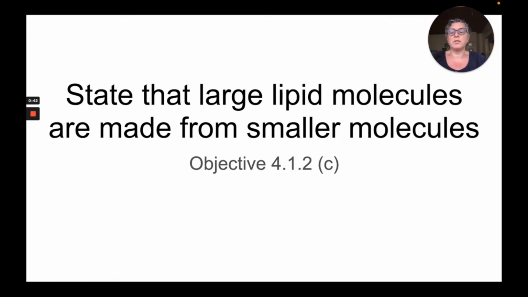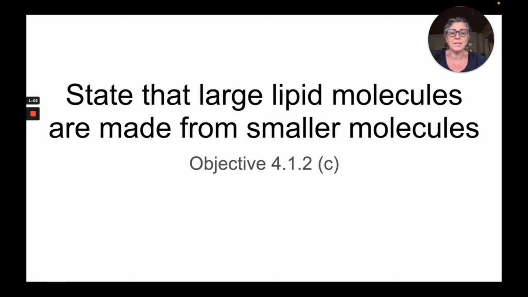This video covers the IGCSE Biology Objective 4.1.2c on the 2025 CAIE syllabus, to state that large lipid molecules are made from smaller molecules. So now we're looking at fats, the third type of biological molecule that you need to know about.